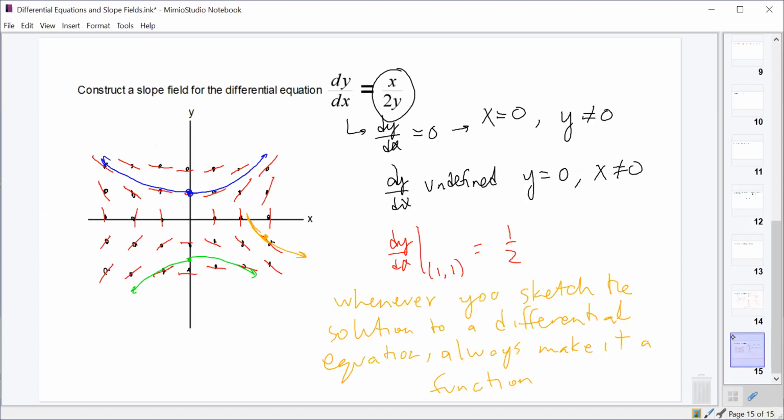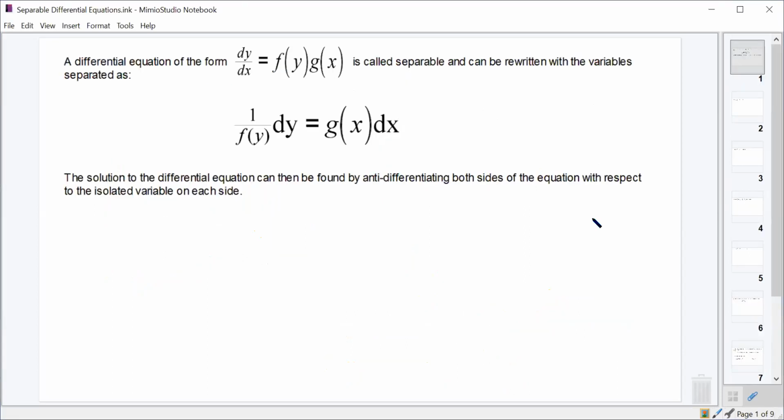But these ones, where it's a product or a quotient of x and y, we will be able to learn how to solve. Those are specifically called separable differential equations. We're going to do at least one of them right now. A separable differential equation is just one where you have something in terms of y and something in terms of x.